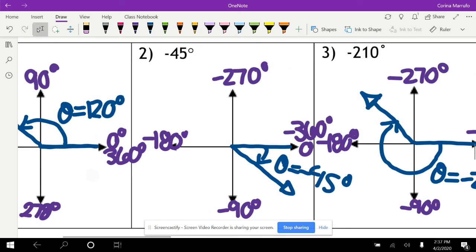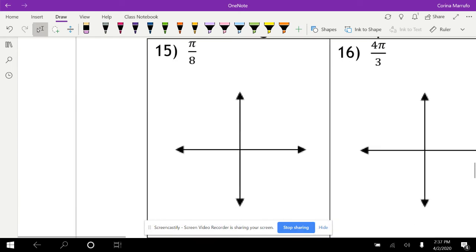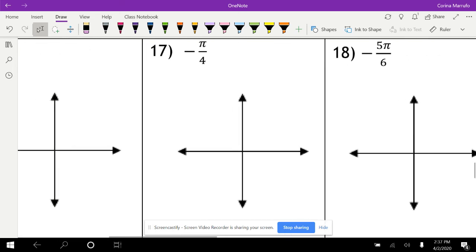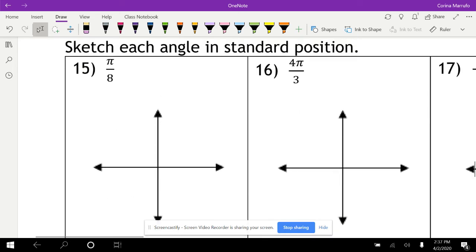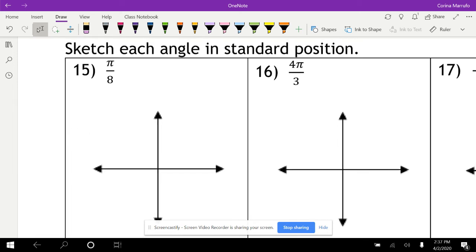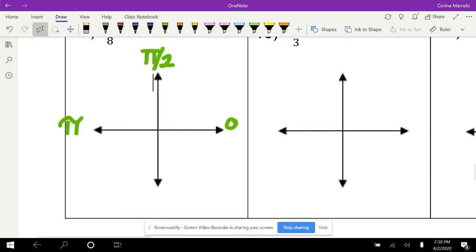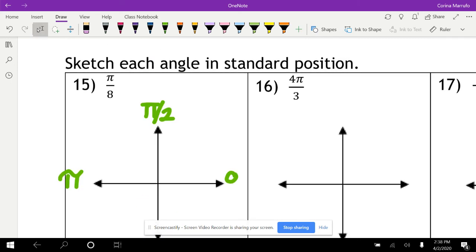Now we are going to graph in radian measures. We're going to graph these in standard position. The first one is pi over 8. So we are going to label our graph, this time in radian measures. This is going to be 0, and from here to here is pi. That makes this line right here half a pi, or pi over 2. Then down here is going to be 3 pi over 2. From there, this is pi over 8.